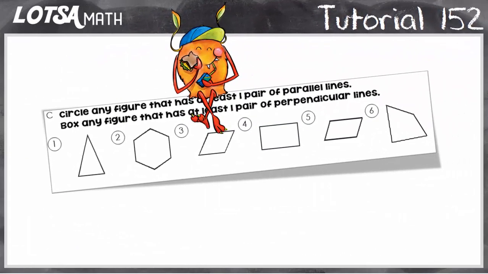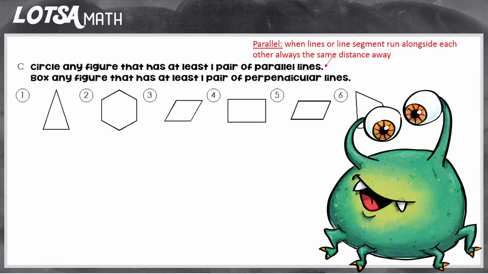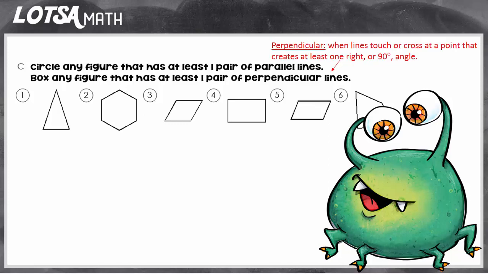For these questions, you're going to be looking at shapes for parallel and perpendicular lines. The directions say to circle any figure that has at least one pair of parallel lines. And remember, a parallel line is when two lines run alongside each other and never meet up. And then you're going to box any figure that has at least one pair of perpendicular lines.